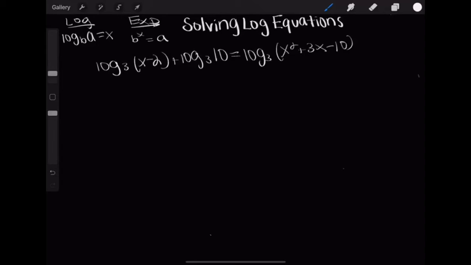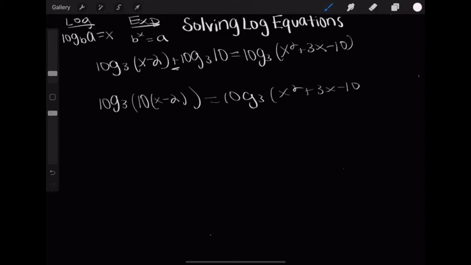The product rule states that if you have two logs that are being added together, you multiply the argument. So this is what that will look like. And this side. And so now I'll just distribute this 10. And so now you have two logs that are set equal to each other.